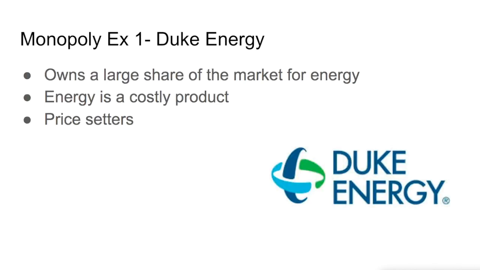Our first example of a monopoly is Duke Energy. They currently supply 90% of North Carolina's energy needs. Energy is a costly business to enter and replicate, and they provide the majority, making them a price setter. All these factors contribute to Duke Energy being a monopoly.